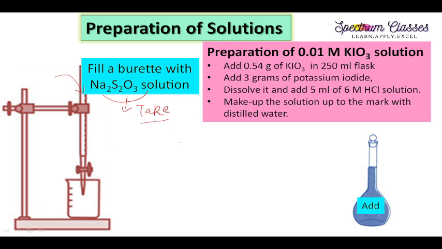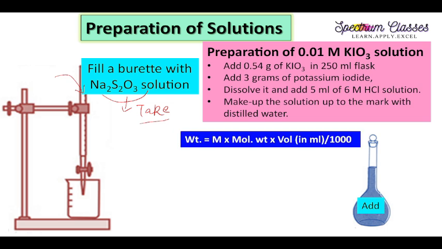Now, coming to the next point. If you want to calculate the molarity of the solution, how much molar solution you have prepared, simply put all the values in this formula: weight taken, molecular weight, volume taken, and if it is in milliliters, then divide it by 1000 to convert it into liters. In this manner you can know the concentration of your potassium iodate solution as well as your sodium thiosulfate solution.